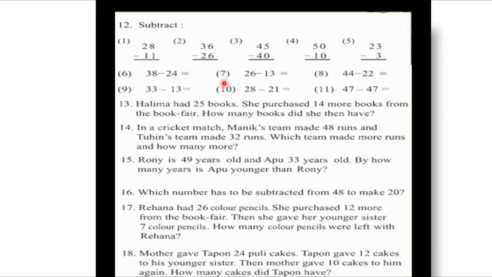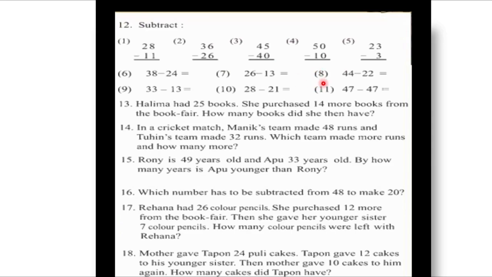If we see question number 7, we can see that 26 minus 13 is equal what? You know that 6 minus 3 is equal 3, and then 2 minus 1 is equal 1. So the answer of question number 7 will be 13.